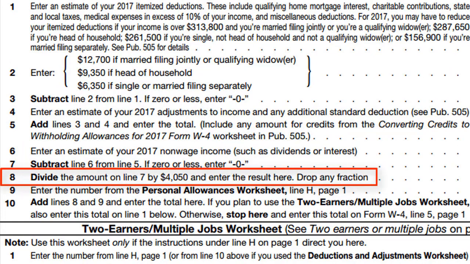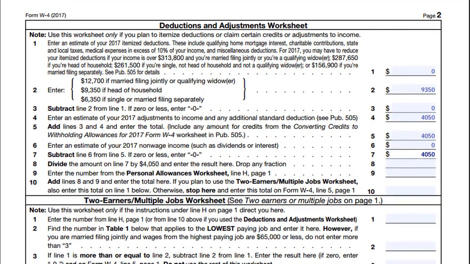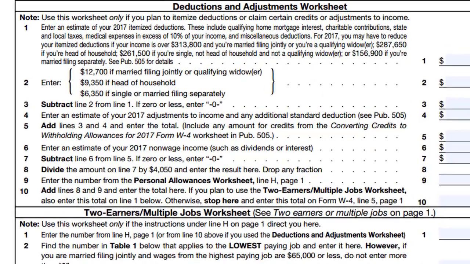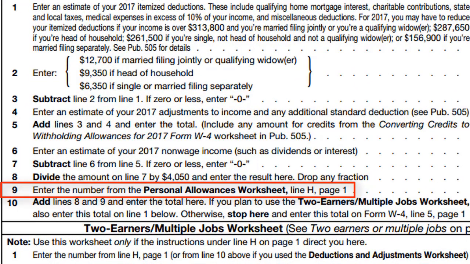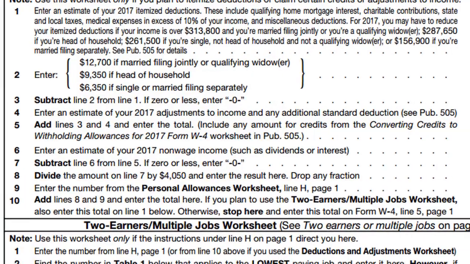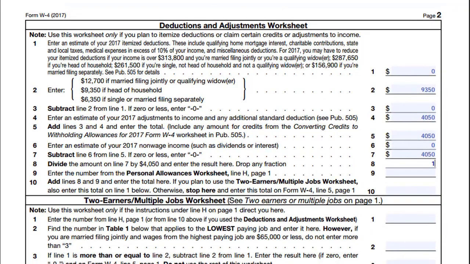Line 8. Divide the amount on line 7 by 4,050 and enter the results here. Drop any fractions. 4,050 divided by 4,050 equals 1. Susan enters 1 on line 8. Line 9. Enter the number from the Personal Allowances worksheet, line H, page 1. Susan goes to the front of the page and looks at line H and sees the number 9. Susan puts 9 on line 9.